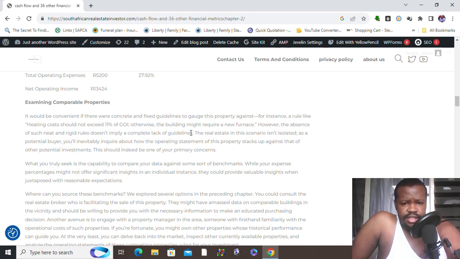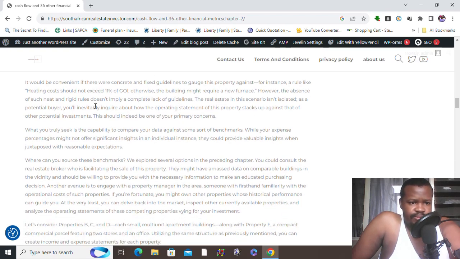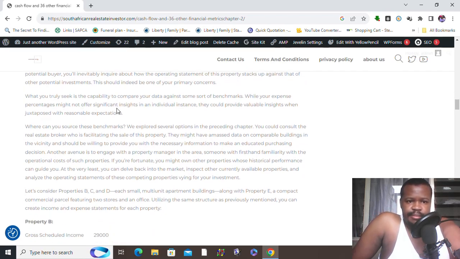The real estate in this scenario isn't isolated. As a potential buyer, you will inevitably inquire about how the operating statement of this property stacks up against that of other potential investments. This should indeed be one of your primary concerns, that you truly seek the capability to compare your data against some sort of benchmarks.